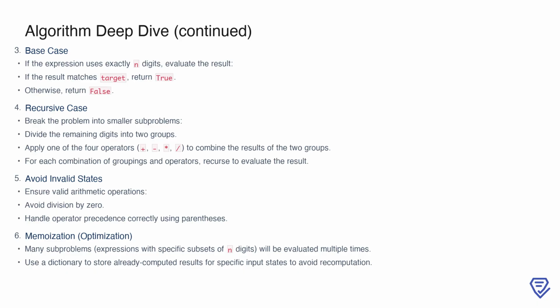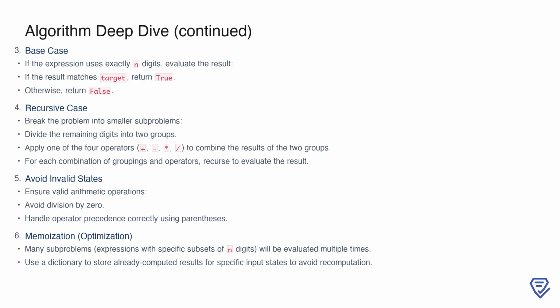If the result matches the target, we return true, indicating success; otherwise, we return false. For the recursive case, the problem is divided into smaller subproblems. We split the remaining digits into two groups, apply one of the four operators to combine the results of these groups, and recursively evaluate all possible outcomes.